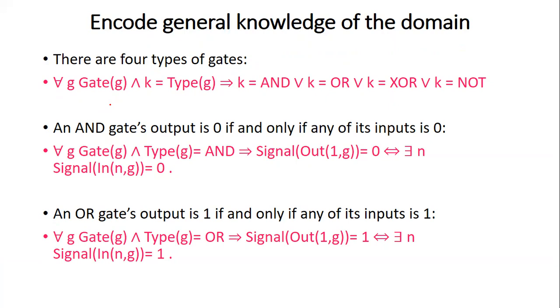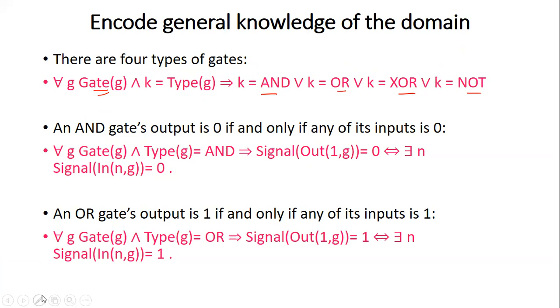So the gate can be either an AND gate, an OR gate, an XOR gate, or a NOT gate. So these are the 4 possible gates.